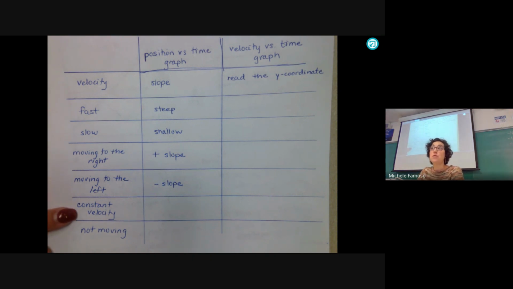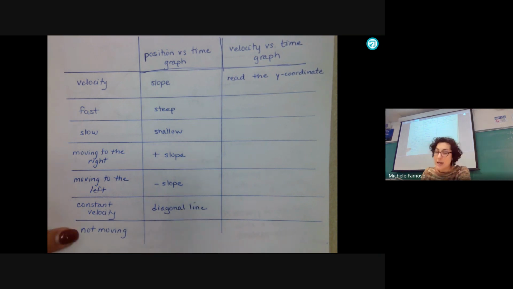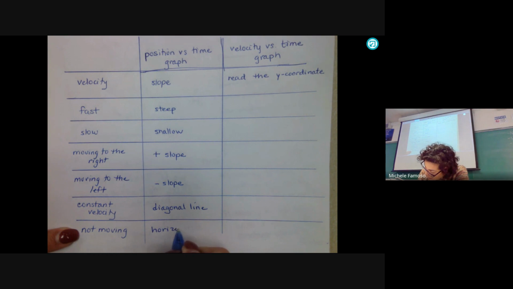Now, let's say you are moving and you have a constant velocity. What is that graph going to look like? I'm not saying it's fast or slow, right or left. I'm just telling you that you are moving with a constant velocity. What is the graph going to look like on a position time graph? Do you know? It is a diagonal line. That is correct. And if you are not moving, meaning your position is not changing over time, that's right. This is your horizontal line.